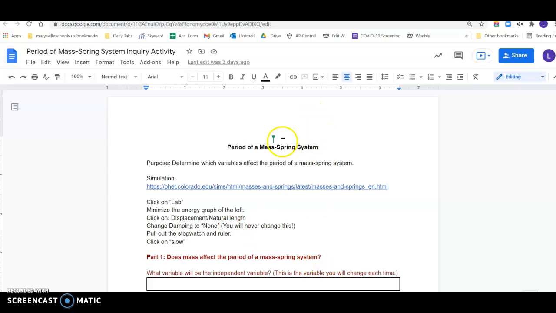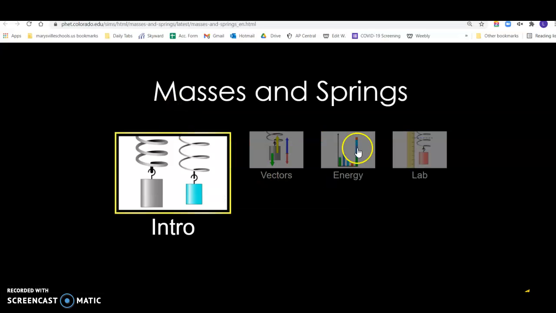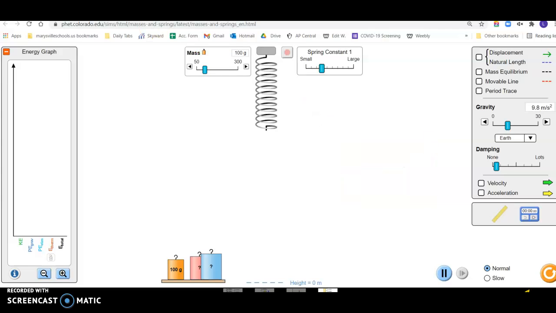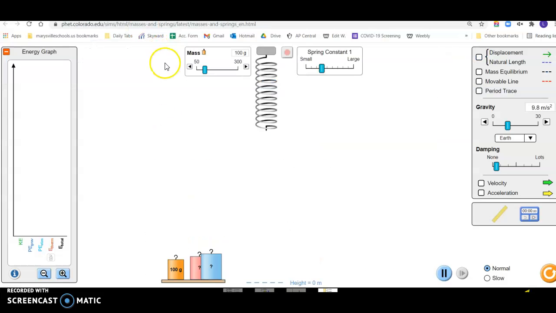Hey, this video is going to walk you through how to do the period of a mass spring system activity. So first you're going to open up the simulation and you want to go into lab. So make sure you're following what it says here. You're going to minimize and click on these different things.